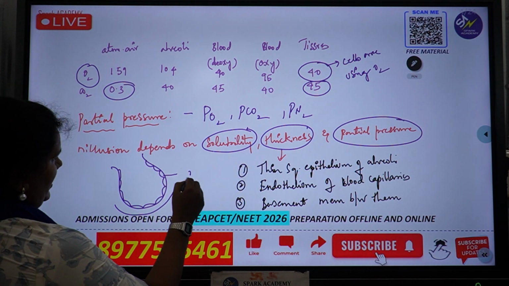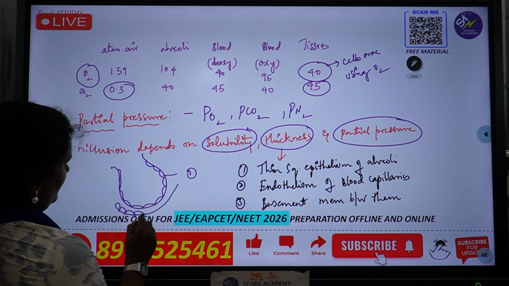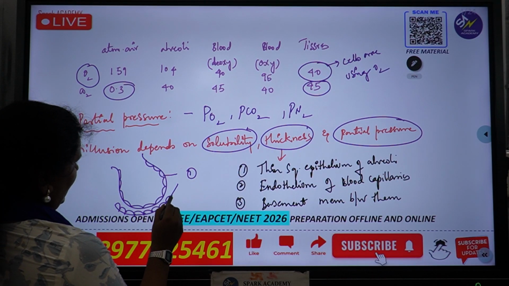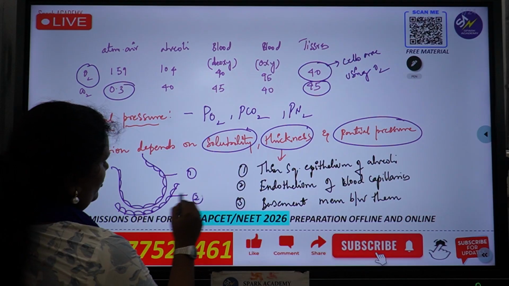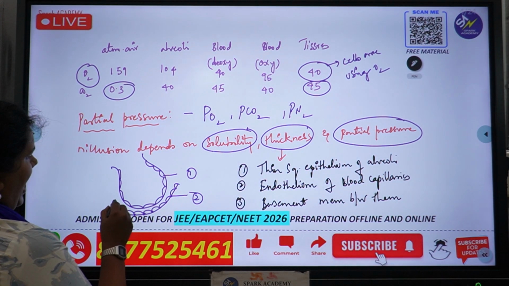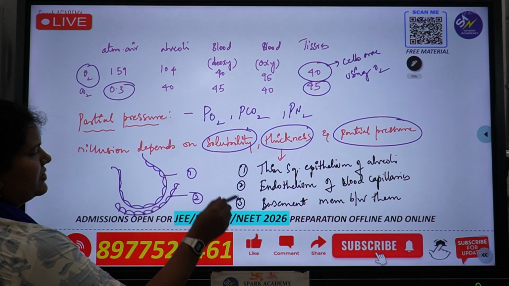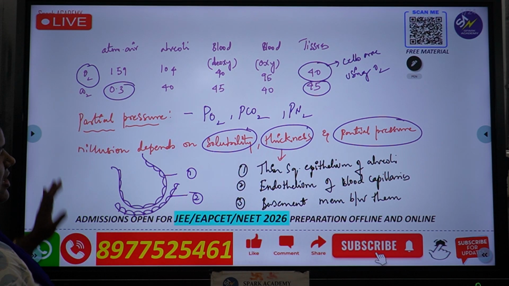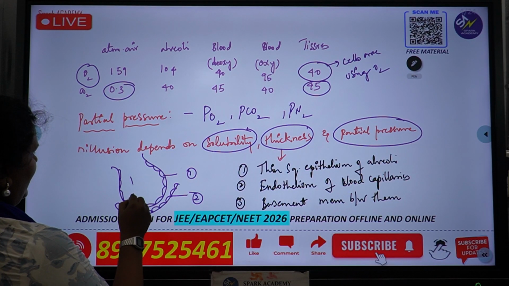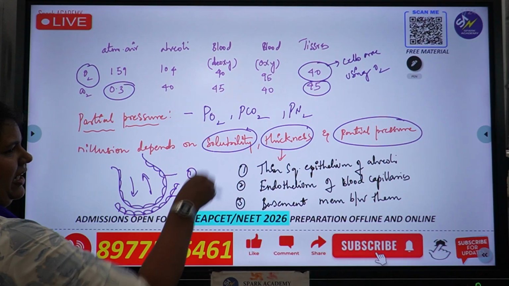This is the first layer. And then we have endothelium. What is endothelium? The epithelium which is lining the blood capillaries, that's the endothelium, that's the second layer. And the membrane which is present between the first and the second layer becomes the third, that is the basement membrane between both of them. So if the gas has to enter or exit, it has to pass through these three layers.